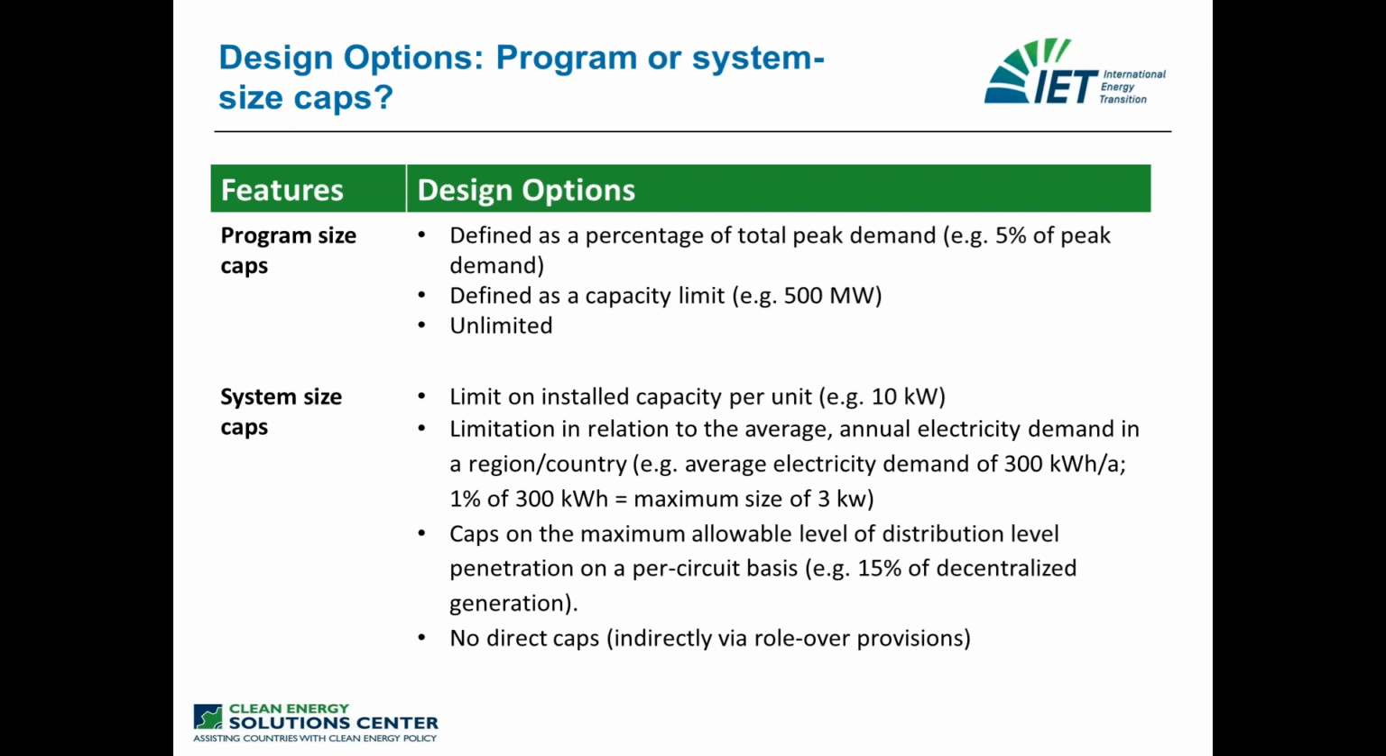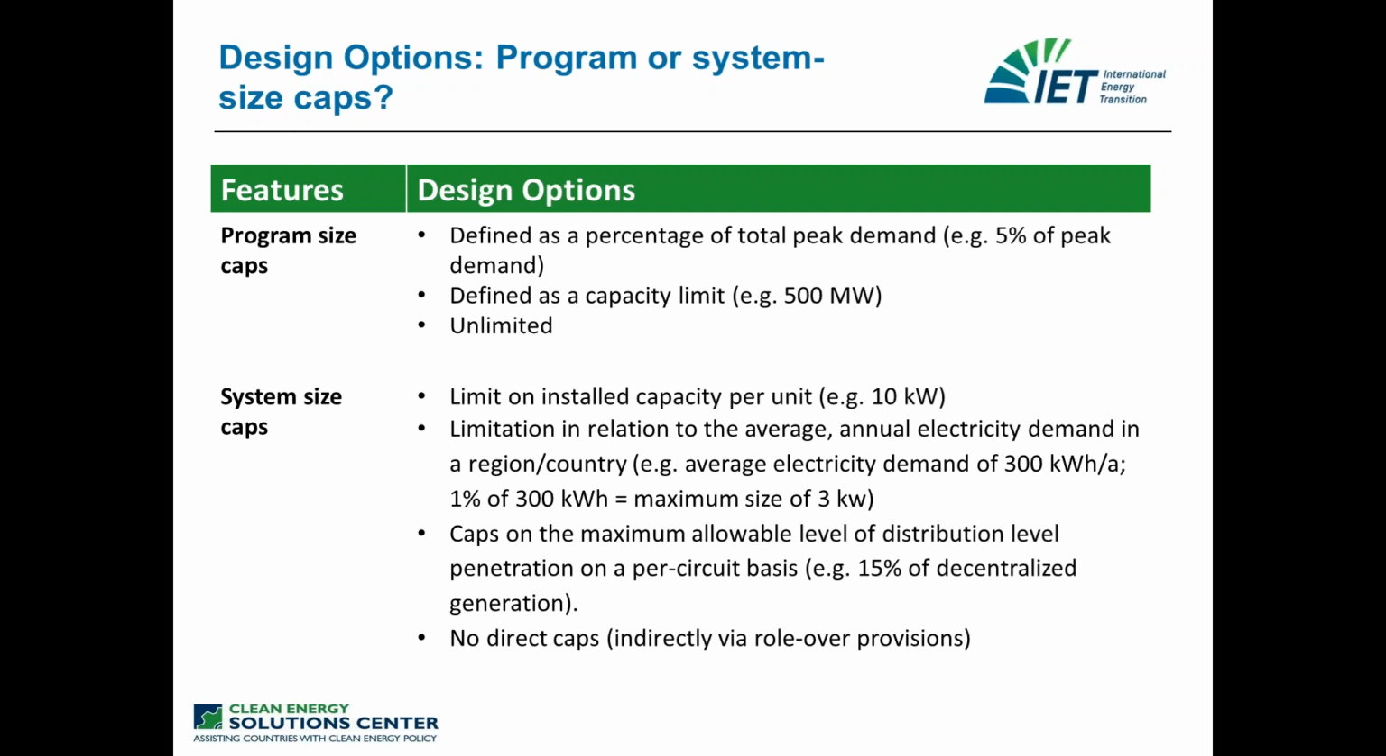Either you can do this by defining a percentage of the total peak demand of the utility or of the country, for instance 5% of peak demand. We saw this in several jurisdictions. What is probably the most common way of limiting net metering programs is that you define a maximum total capacity which can participate under net metering.